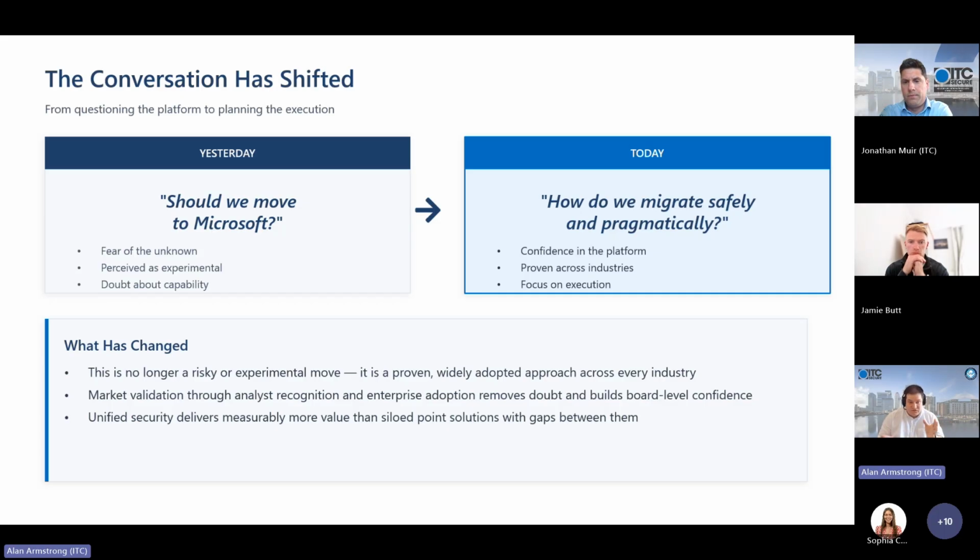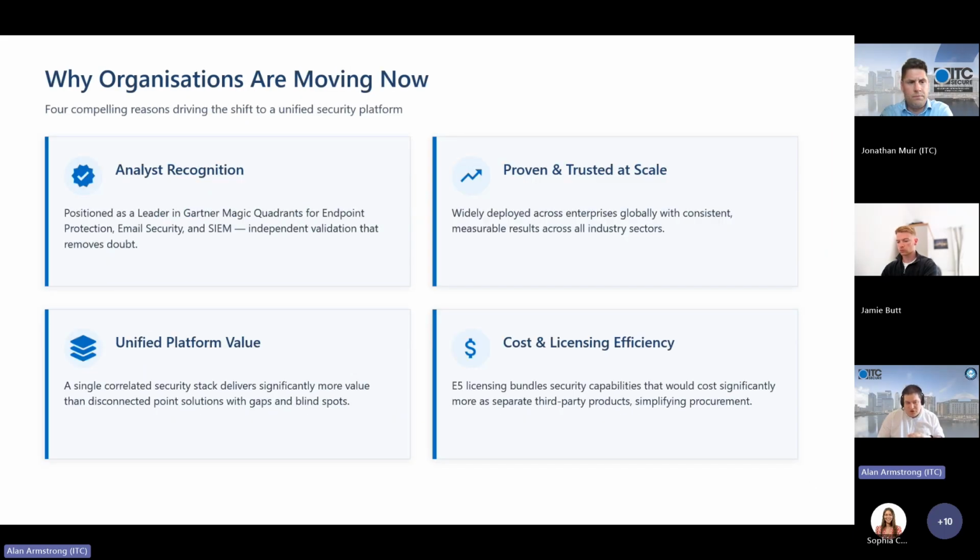Now we're seeing that conversation changing to, when should I move, or how do I move safely? How do I get from a Mimecast to Defender for Office? How do I get from a CrowdStrike to Defender for Endpoint? Or CrowdStrike to Defender for Identity, because some of the solutions do come across. So that's the change that we're seeing today. It's not now should I, it's now how do I. Moving on. Talking around what Jamie was saying, why are organizations now looking to move?